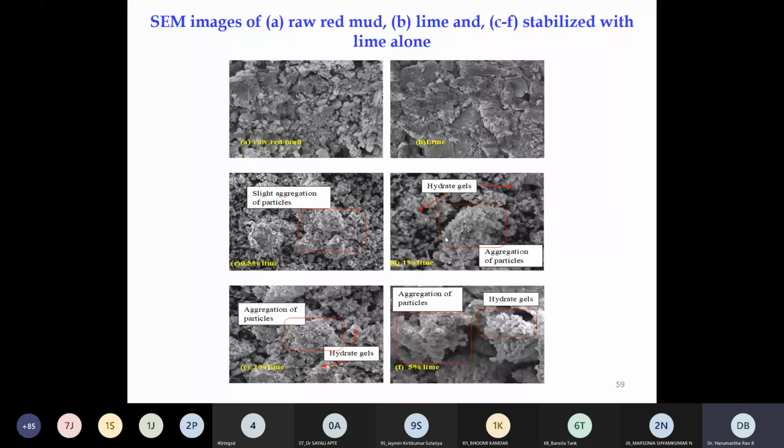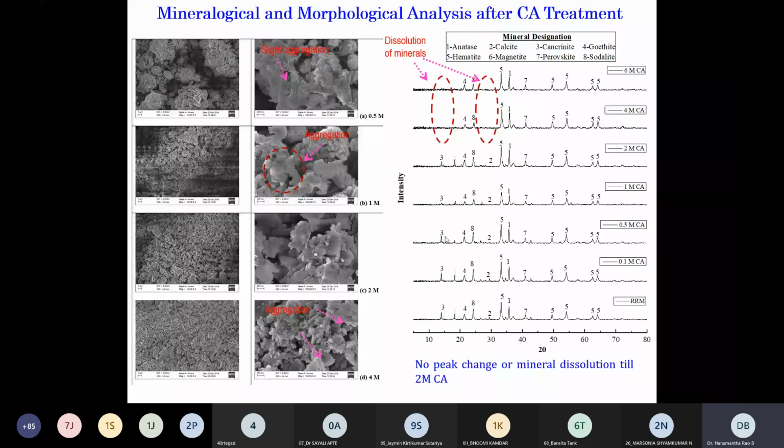Here you can also interlink the morphology with the mineralogical composition. One such example is clearly shown here, how to understand the dissolution of the minerals. Especially when we added 4 and 6 molar citric acid solution, it completely dissolved one mineral. Maybe in this case it is calcite, it is calcium. Such things may be encouraged or may not be encouraged, but you need to have a fair understanding.